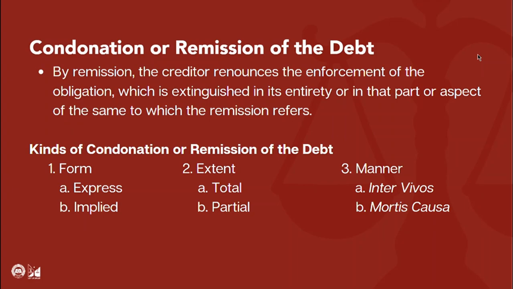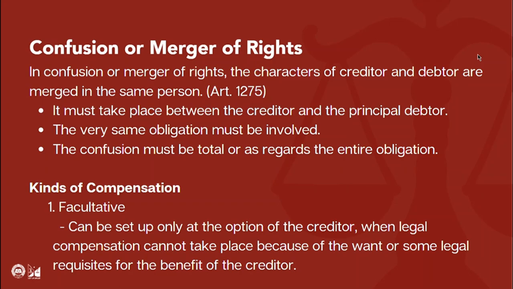Next, we have the confusion or merger of rights. Here, the characters of the creditor and debtor are merged in the same person. It must take place between the creditor and the principal debtor. The very same obligation must be involved, and the confusion must be total or as regards the entire obligation.